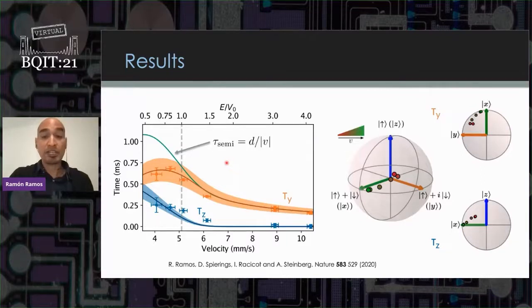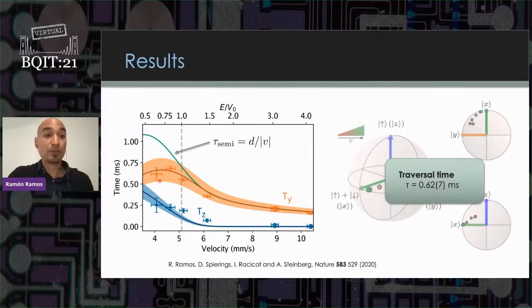From our data, it's important to point out that at the lowest energy at which we can send atoms and still have a signal, we see a traversal time, or a tunneling time, of 0.6 milliseconds. And this is in sharp contrast with the zero tunneling time that other experiments have claimed to measure. So we think that our results answer the long-standing tunneling time question.